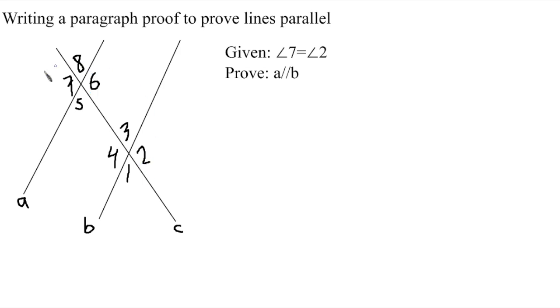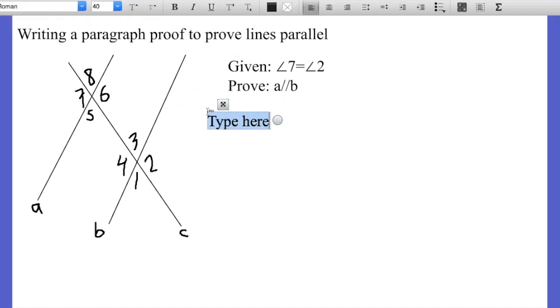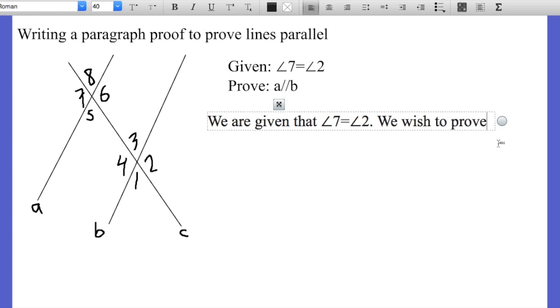So let's take a look at this picture, which looks pretty familiar to us by now. The key thing to notice, though, is that the lines are not given to us as parallel. In fact, our goal is to prove that very fact. So let's dive in. We start with the given. We are given that angle 7 is congruent to angle 2. I don't have the congruent key on this keyboard, but bear with me. We wish to prove that lines A and B are parallel. So that's the given, and that's what we want to prove.